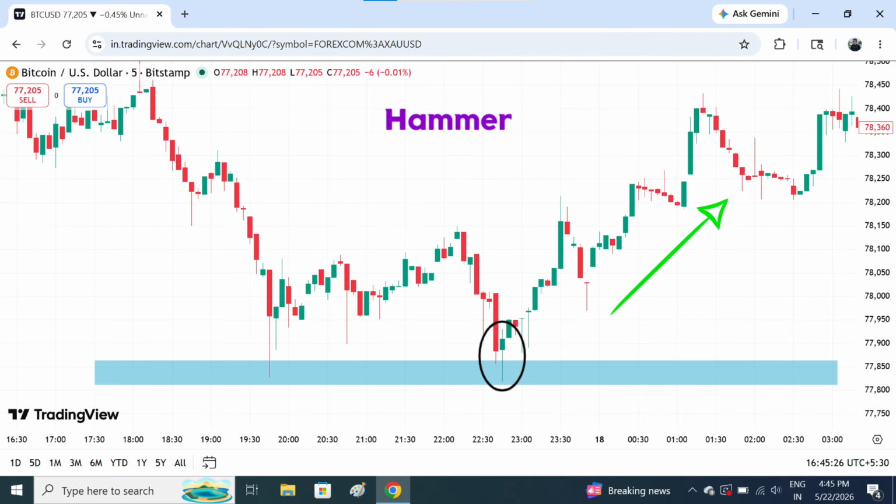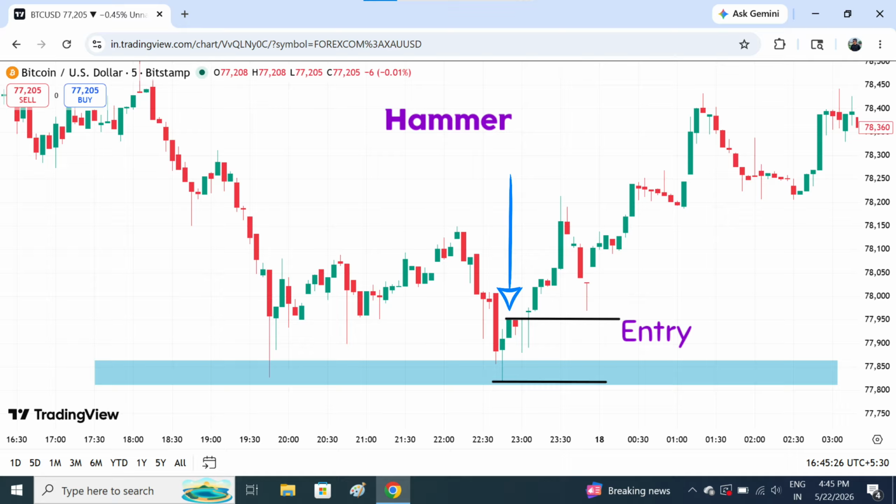Now, regarding entry on the hammer pattern, some people say that you should wait for a confirmation green candle after the hammer, which should close above the hammer's high. But because of that, the risk to reward ratio often gets disturbed. That's why I personally prefer entering the trade as soon as the hammer's high breaks. This gives me a better risk to reward ratio, and the stop loss should be placed below the low of the hammer.